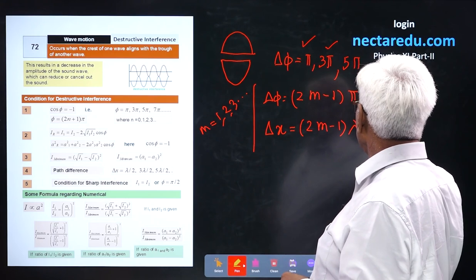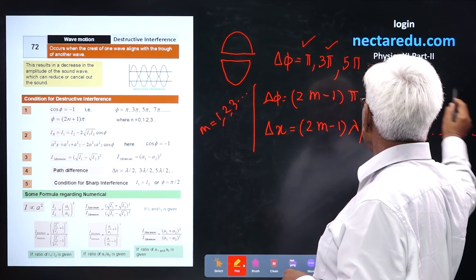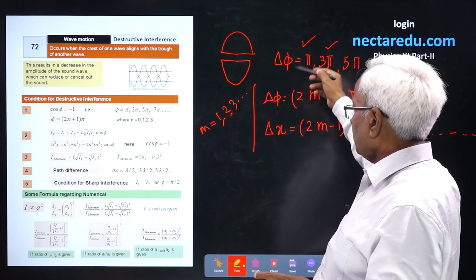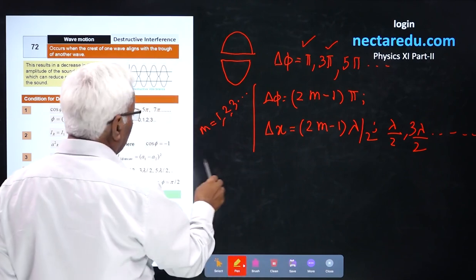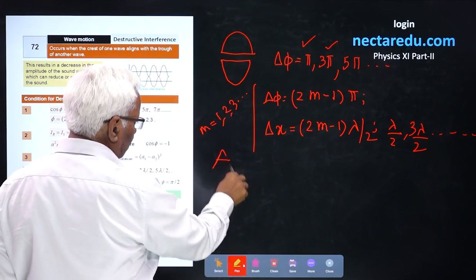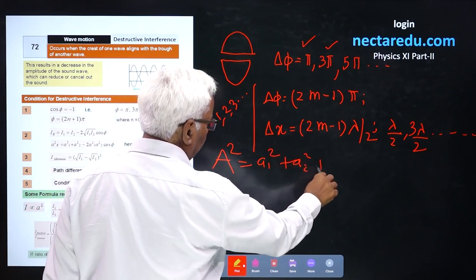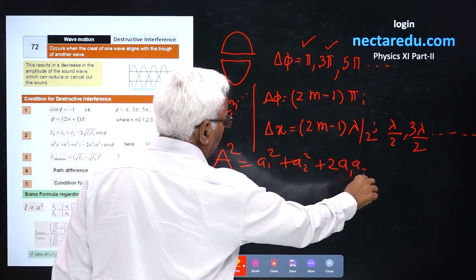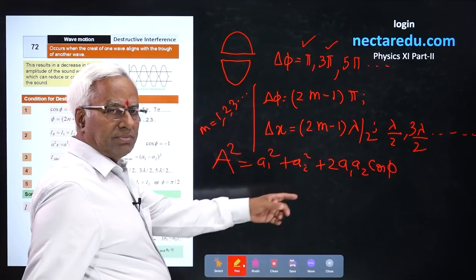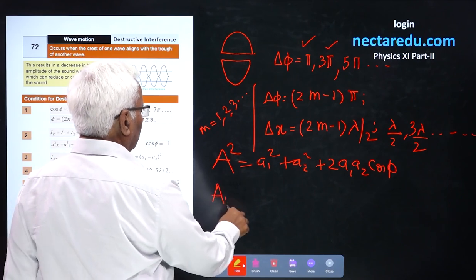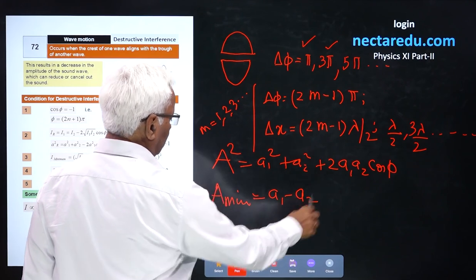Path difference possibly will have lambda by 2, 3 lambda by 2, 5 lambda by 2, and so on, and phase difference I have told you. See here, if you use the relation, I repeat here, a1 square plus a2 square plus 2 a1 a2 cos phi. Here, if you are going to have cos phi equal to minus 1, for this destructive interference, you will have the value of a minimum, a1 minus a2.